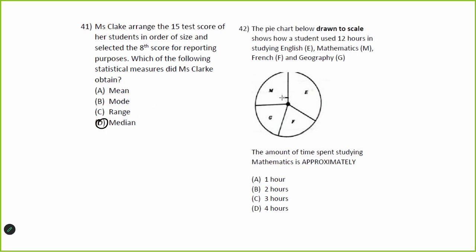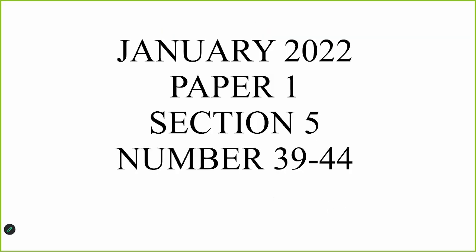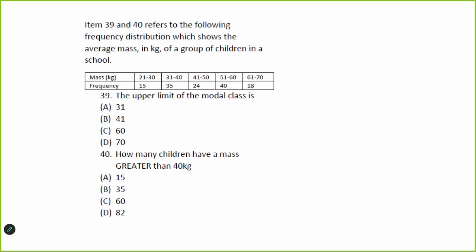This one here, math, is a quarter of 12 is 3. This one here is a repeated question. We got 16. A respondent is selected at random. What is the probability that he has a positive attitude towards mathematics? Positive is 37 out of the 100, which is 0.37, which is B. That's the end of May, June 2022. Let's look at January 2022.